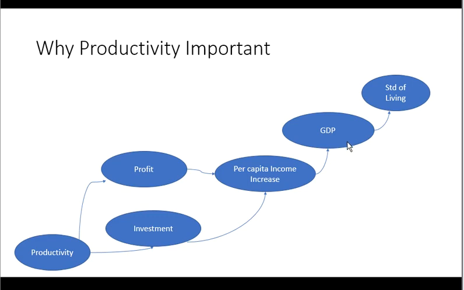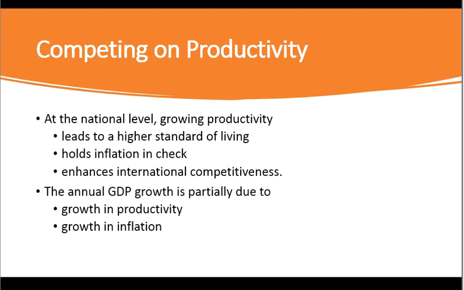Productivity improvement means the standard of living of that particular country will improve. That is the main thing. So here again I try to explain competing on productivity at the national level. Growing productivity leads to a higher standard of living, as mentioned in the previous diagram, and it holds inflation in check.